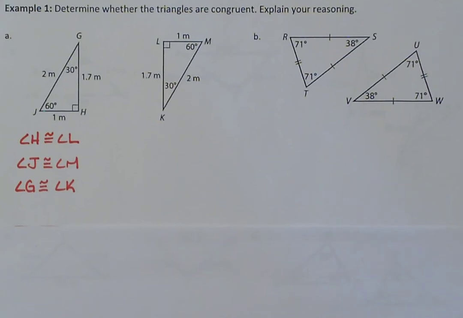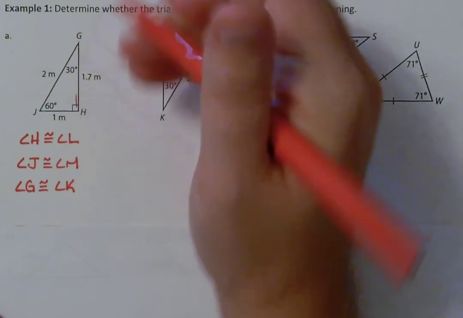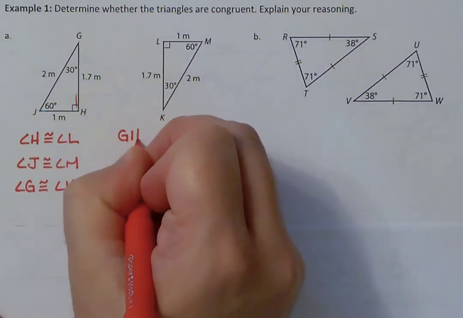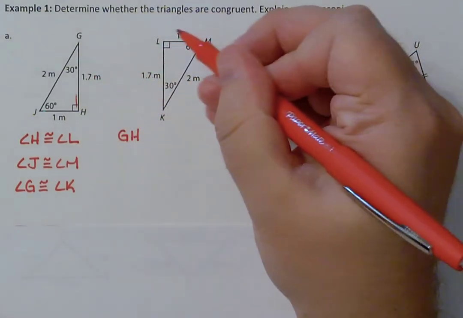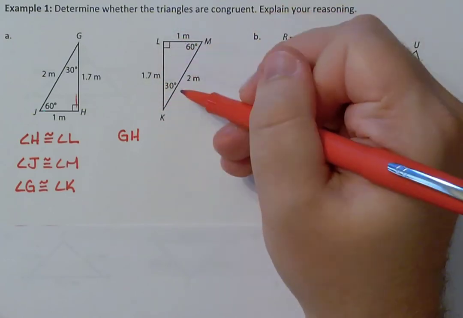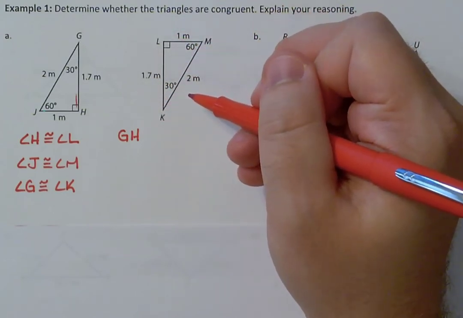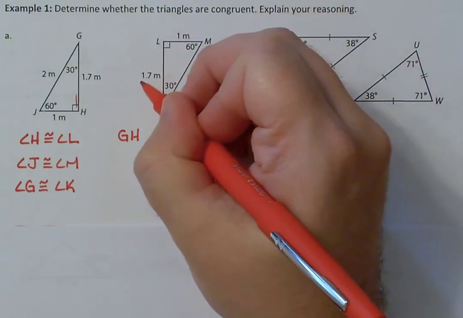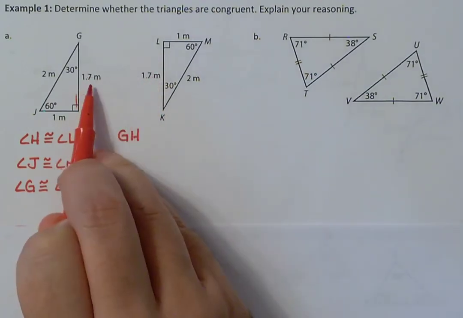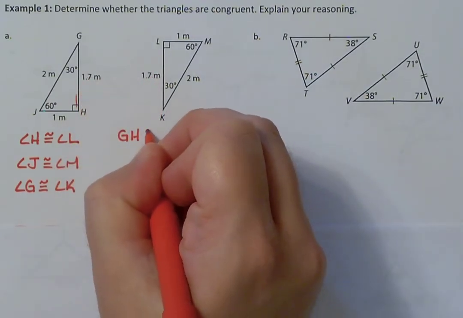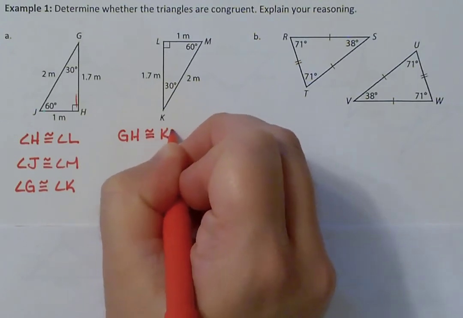I now have to go through and identify all three side lengths if they have a matching part. So again, it doesn't matter which side you start with. Let's go ahead and start with GH. The measure of GH is 1.7. Do I have a side length in LKM that is 1.7? Okay, I know that this side length, LK, is 1.7. So because these are both 1.7, I know GH is congruent to KL.